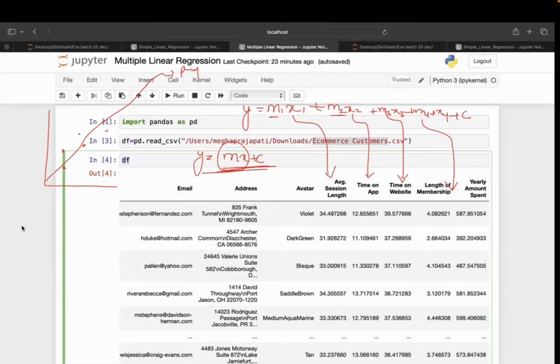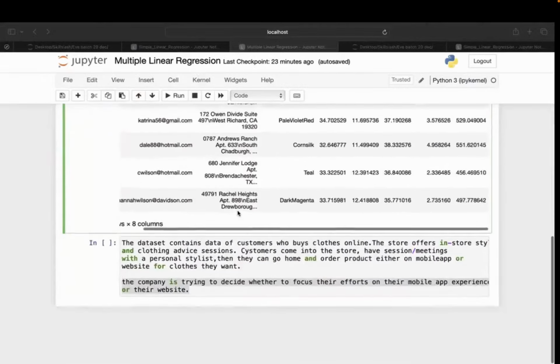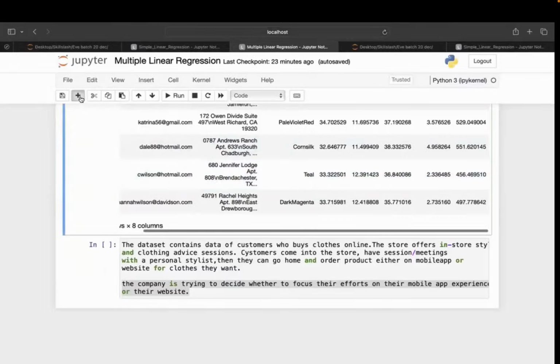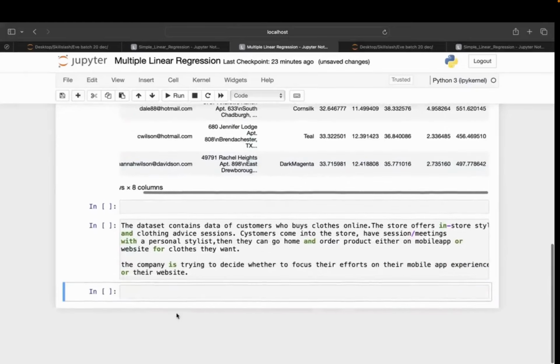I'm erasing this. Now let's try to plot the graph and check if the data set is following the linear relationship among the input and the target feature.